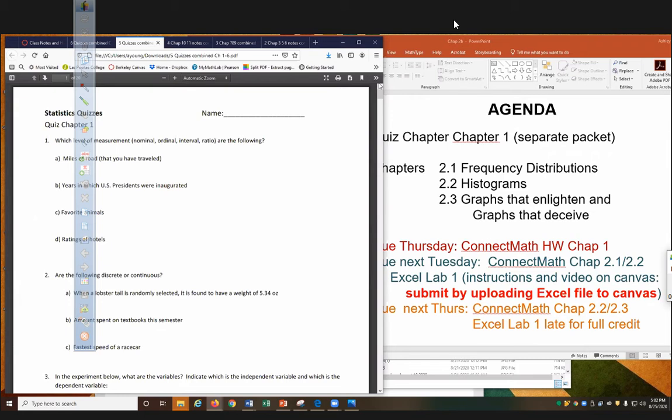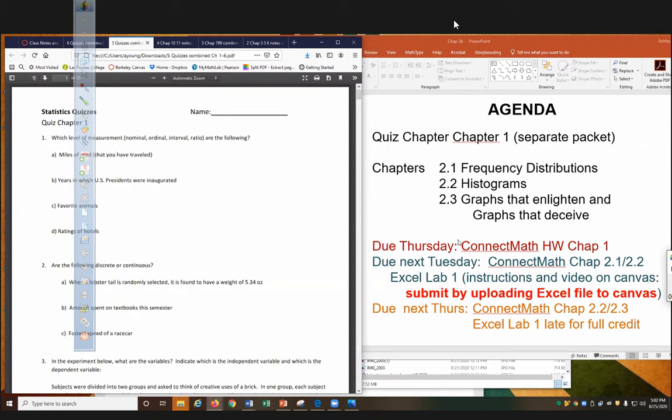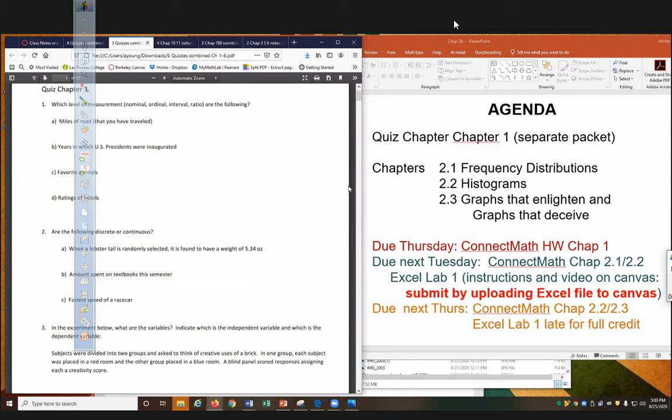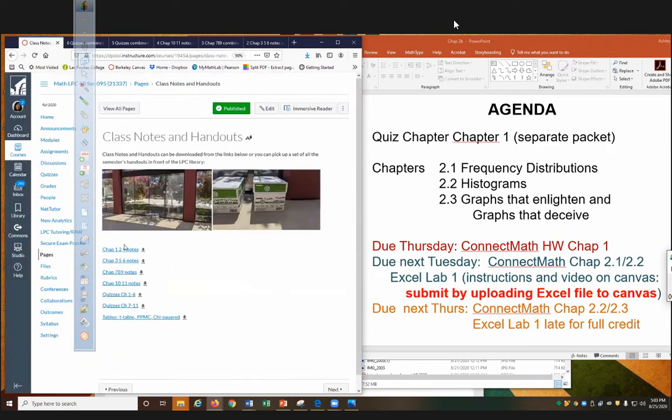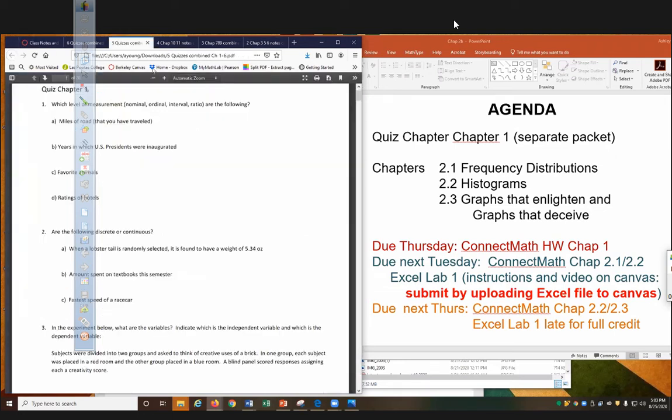So please go ahead and, this is our agenda for the day. This is what we're working on. And if you don't have it, then you can just take a picture of it now, or like I said, you can download it from Canvas. If you go to Canvas, you just click on this and you can download it from there.